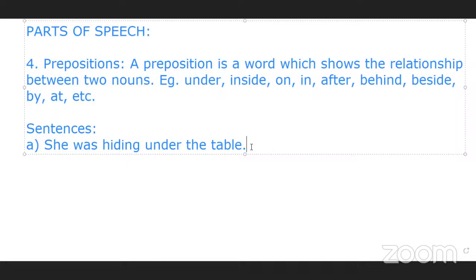Excellent. She was hiding under the table. So we have she, which could stand for Anna, Ajua, Esther. And then we have the table. So we are looking at the relationship between the she and the table. And we know that she was hiding under. She was not standing on the table, but she was actually hiding under the table. Great. Can we have another example?